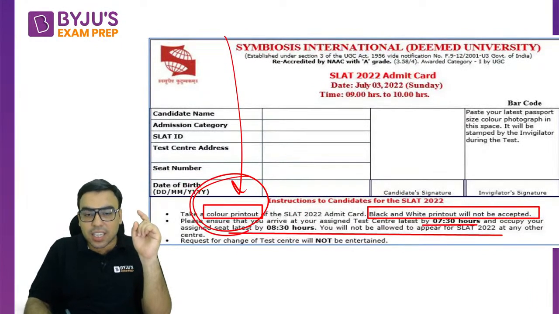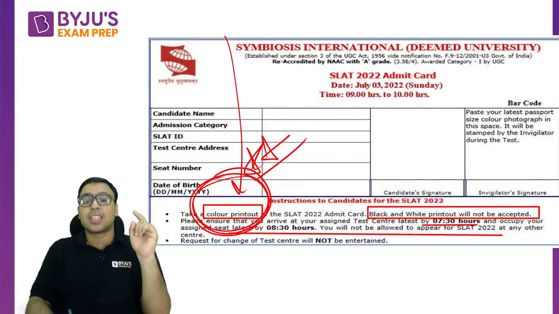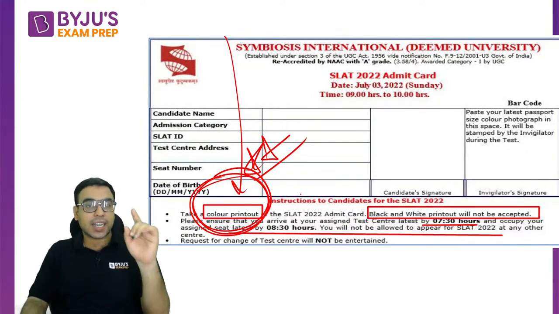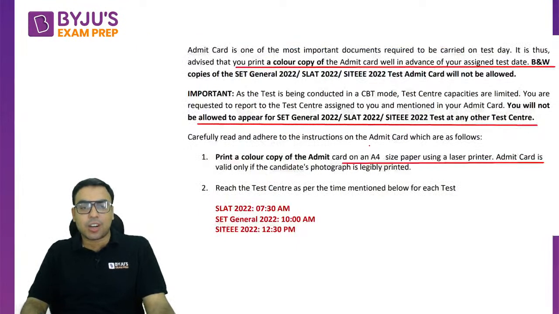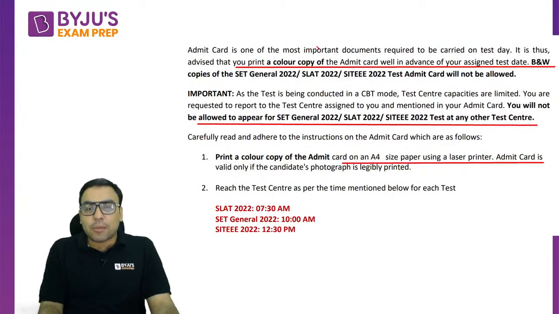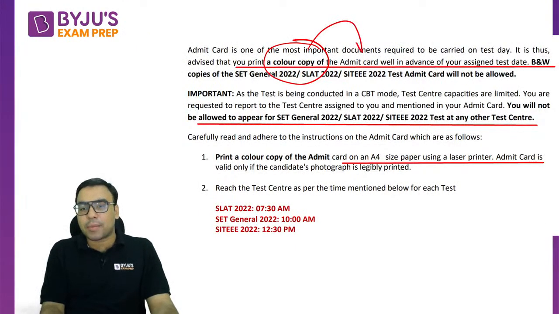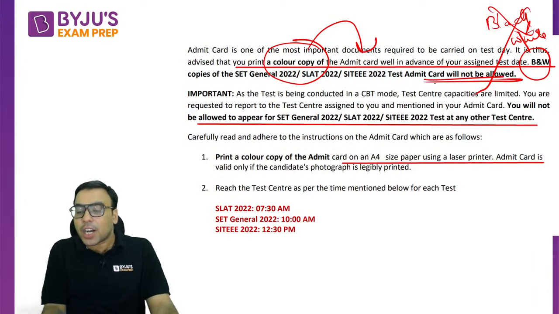The most important thing that I want to highlight is you have to print this in color. It is explicitly written that the admit card should be printed in color, not in black and white. See, they have written it crystal clear. You can see it here: you have to bring a color copy of the admit card, and B and W means black and white नहीं चलेगा, ठीक है? Black and white will not be accepted.